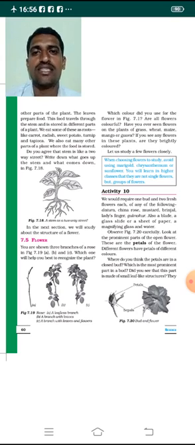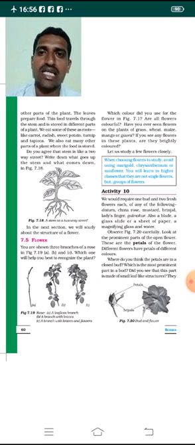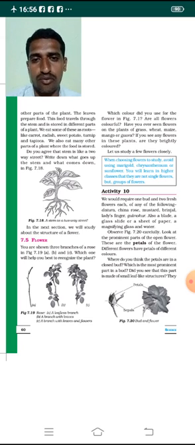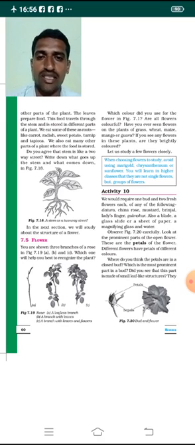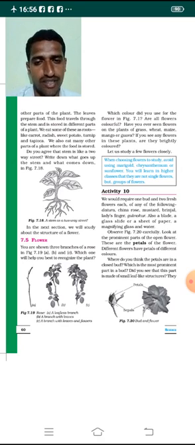Each one of us is attracted by seeing a flower, right? A flower plays a very important role in the plant body. Not only is it an attractive part of the plant body, it is also very helpful for the reproduction of a plant body. Okay, so in today's class, let us learn about the flower and its functions.